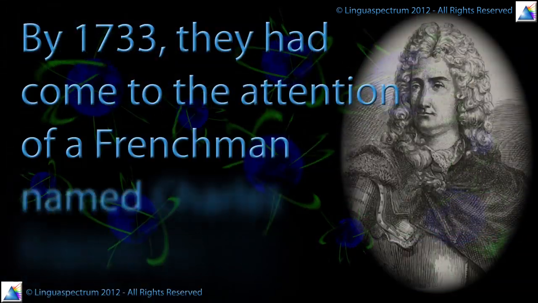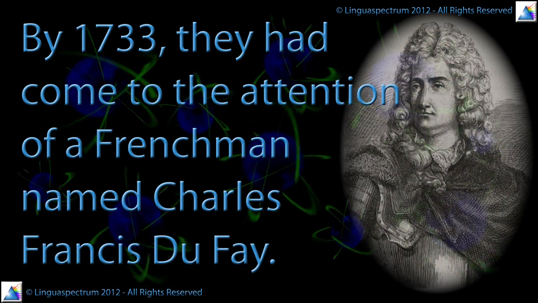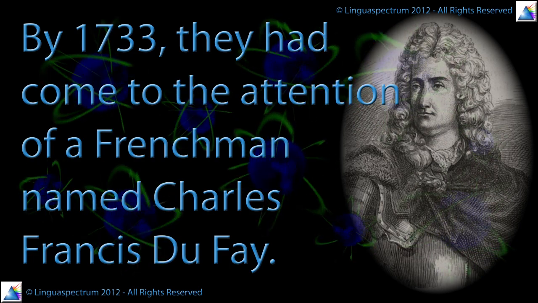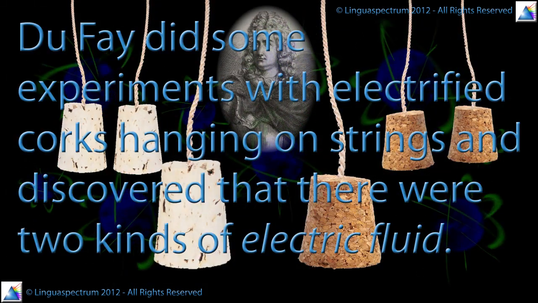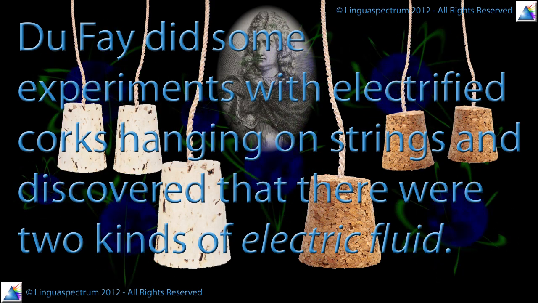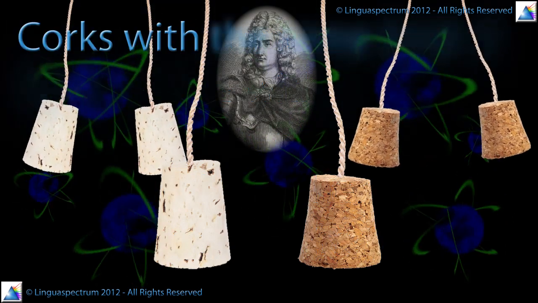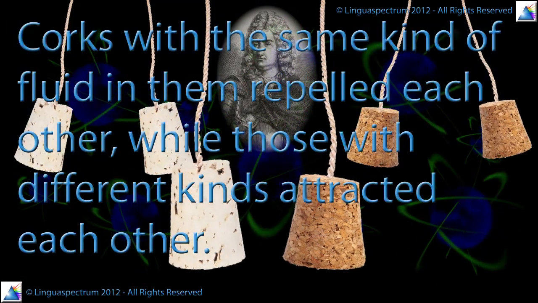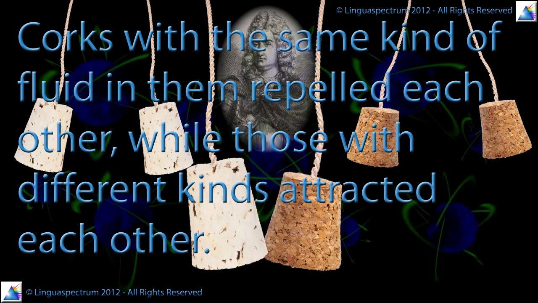By 1733, they had come to the attention of a Frenchman named Charles Francis Dufay. Dufay did some experiments with electrified corks hanging on strings, and discovered that there were two kinds of electric fluid. Corks with the same kind of fluid in them repelled each other, while those with different kinds attracted each other.